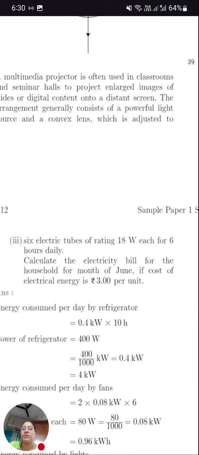For the third one, 6 tubes are there. 6 multiplied by 18 multiplied by 6 divided by 1000. Then add all the answers. After adding all, they are asking to find out the consumption for the month of June. So multiply that by 30, and per unit cost is 3. Multiply by 3.